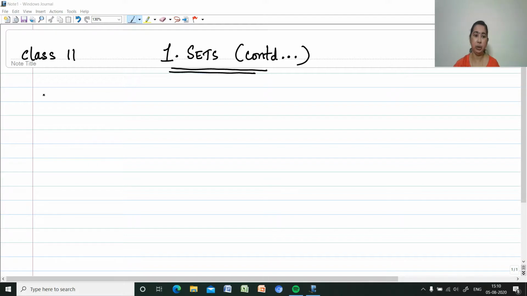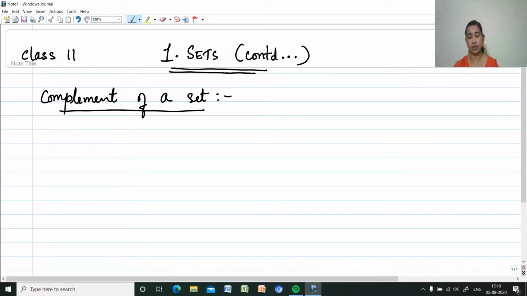So first we are moving on to complement of a set. In the previous videos I have discussed the operations on sets: union, intersection, difference, etc. Here we are starting with complement of a set. What do we mean by complement? Let A be the set. Its complement can be written as A complement equals the set of x such that x is an element of U, where U is the universal set, and x is not an element of A.